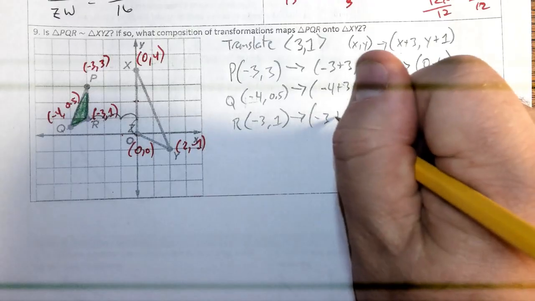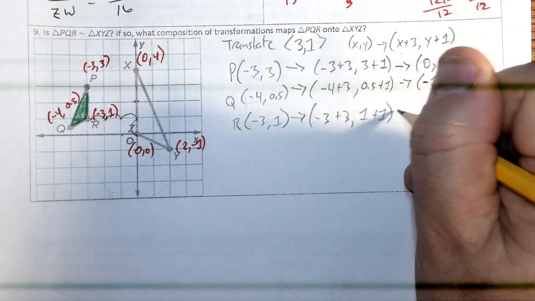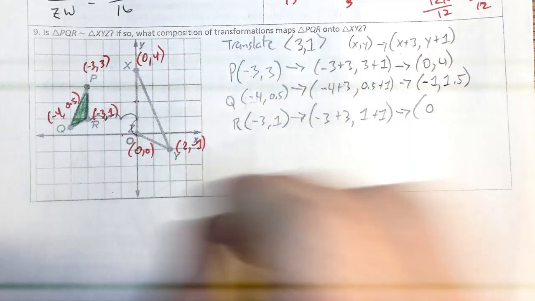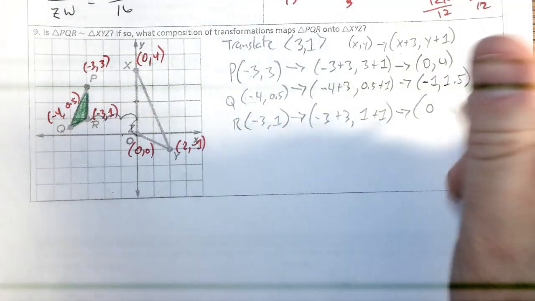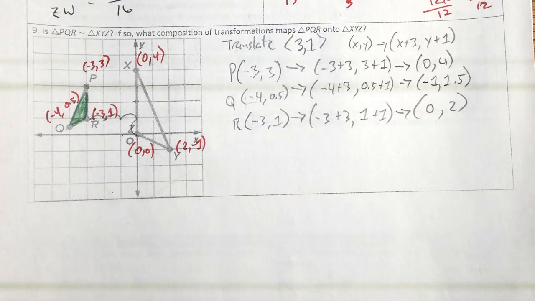-3 plus 3, our y is 1 plus 1. -3 plus 3 is 0. Again, we were trying to get two of these sides to that line. 1 plus 1 is 2. So let's see where we're at.